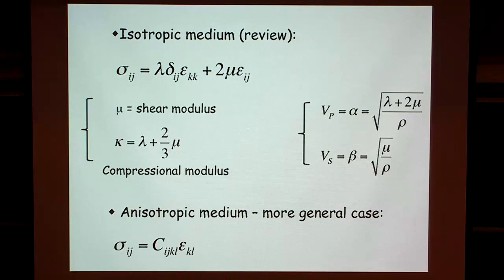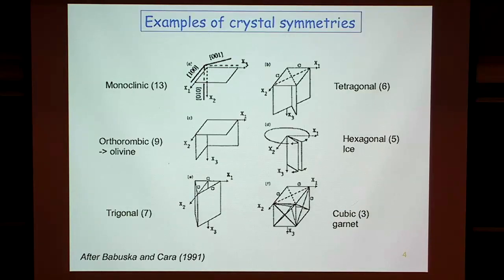Now in an anisotropic medium, which is the more general case, the relationship, as we've already seen, relates the two second-order tensors through a fourth-order tensor, which is the elastic tensor. Originally this tensor has 81 elements, but there can be only up to 21 independent elements. The number of independent elements is related to symmetries in the system. If we think in terms of crystal symmetries, we've seen some similar plots. We can have different numbers of independent elements.